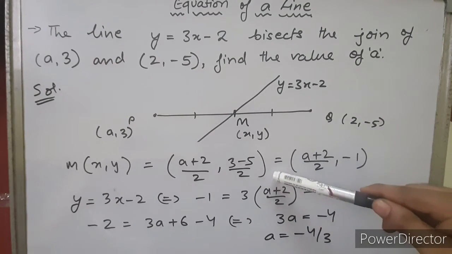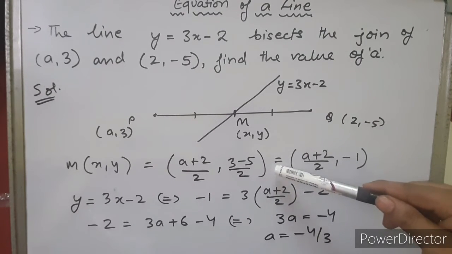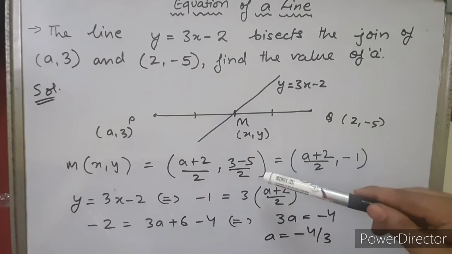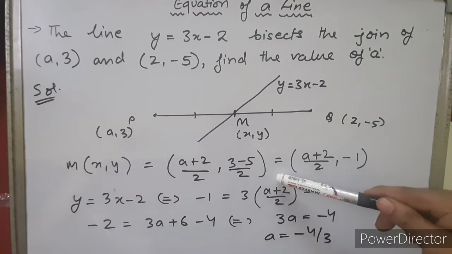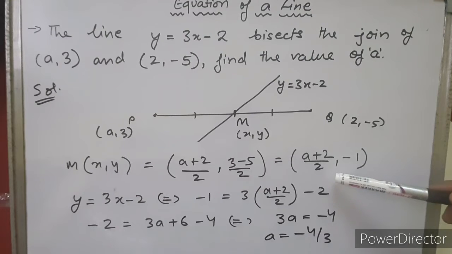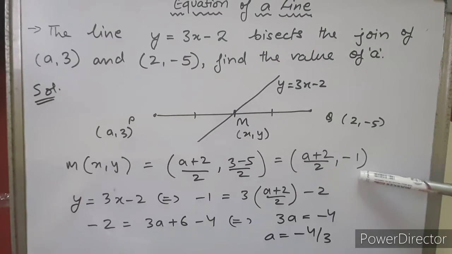So if we calculate the coordinates of M, which is the midpoint of P and Q, what will we get? (x1 plus x2) upon 2, (y1 plus y2) upon 2. It will be (a plus 2) upon 2, (3 minus 5) upon 2, which will be minus 1. Right. Now we have the coordinates of point M: (a plus 2) by 2, minus 1.